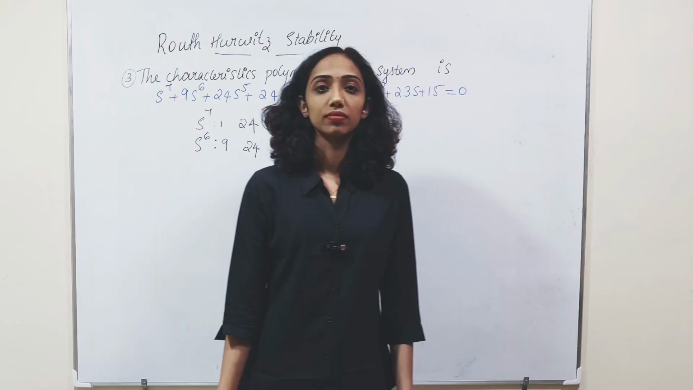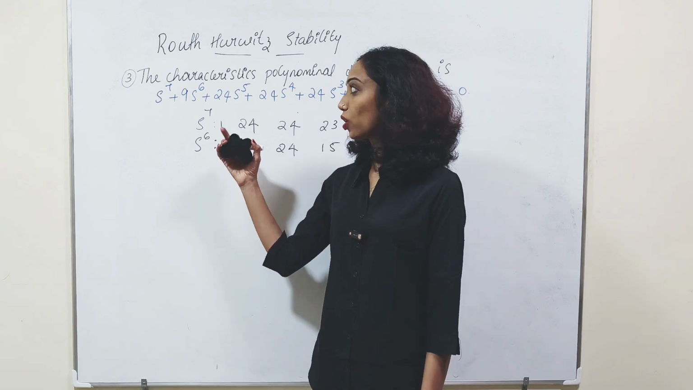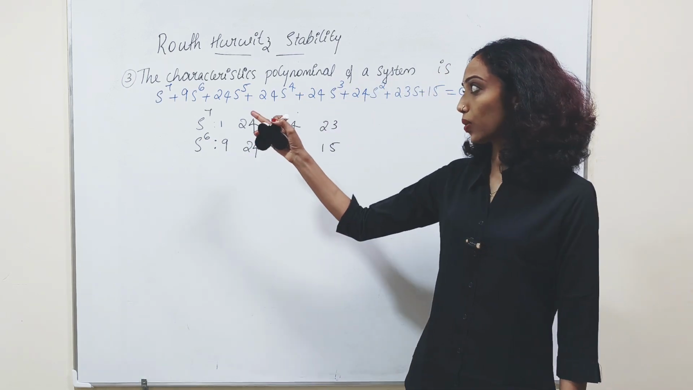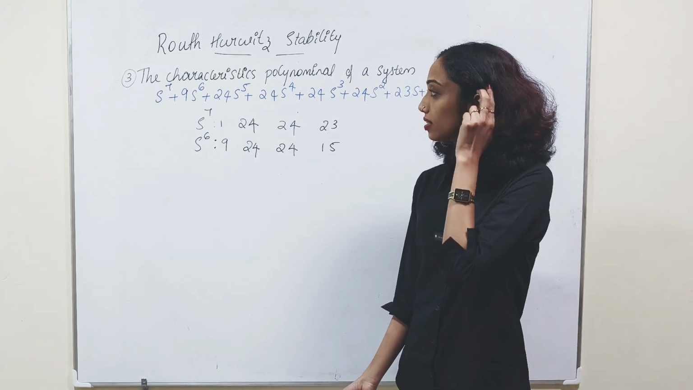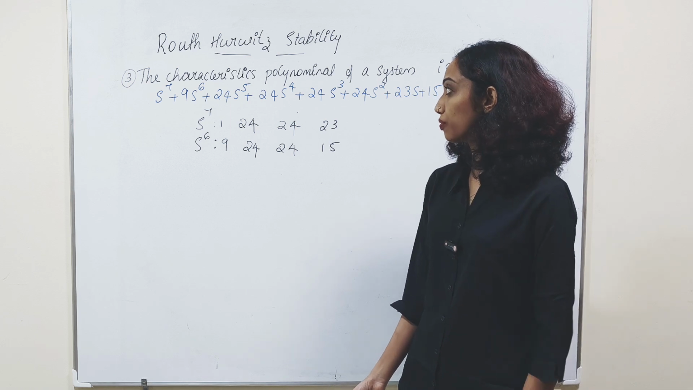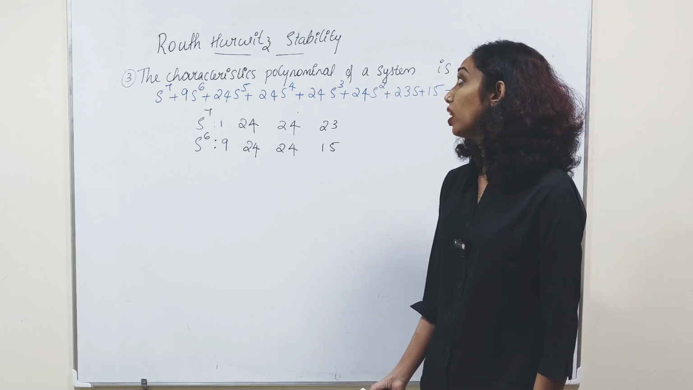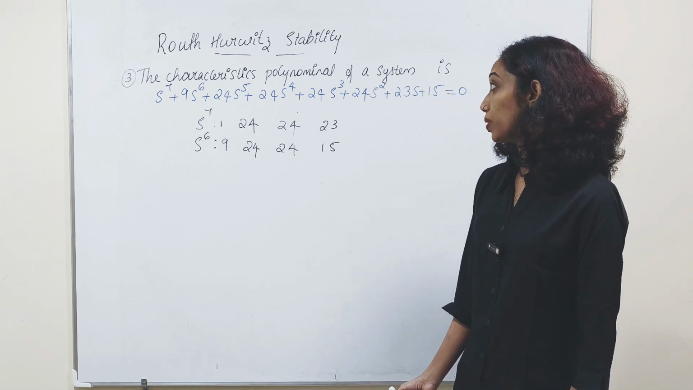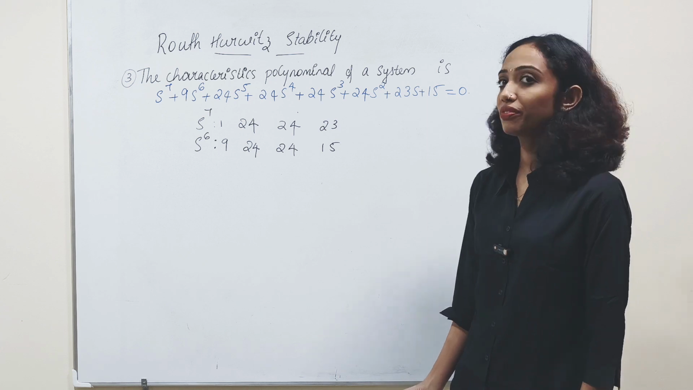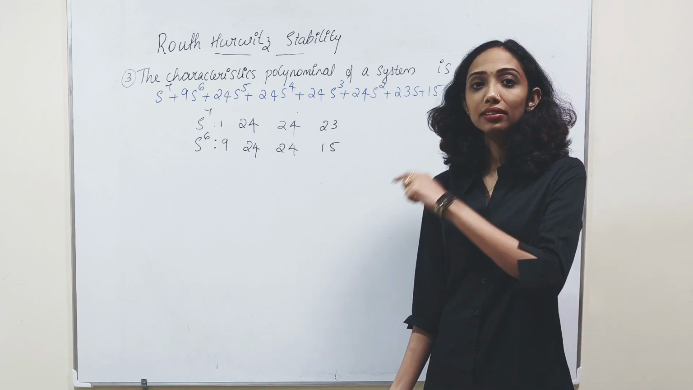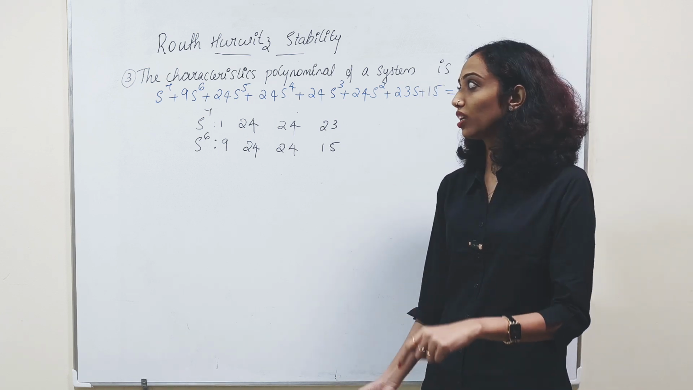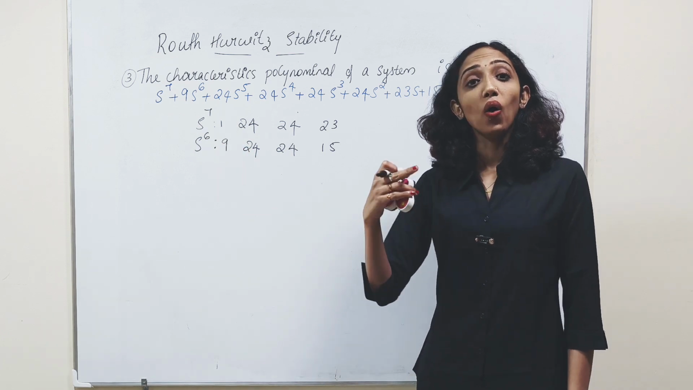Okay, check. Here I wrote the third question. Its characteristic equation is s raised to 7 plus 9 s raised to 6 plus 24 s raised to 5 plus 24 s raised to 4 plus 24 s cube plus 24 s square plus 23 s plus 15 is equal to 0.